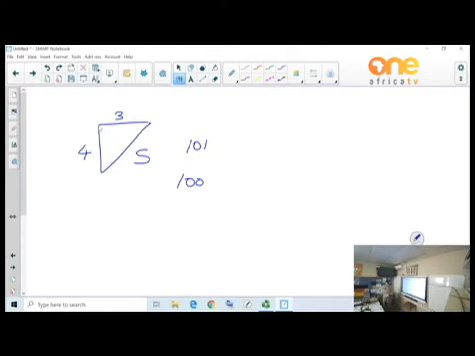Okay, so calculate the size of OAB. This question is mixed with trigonometry.